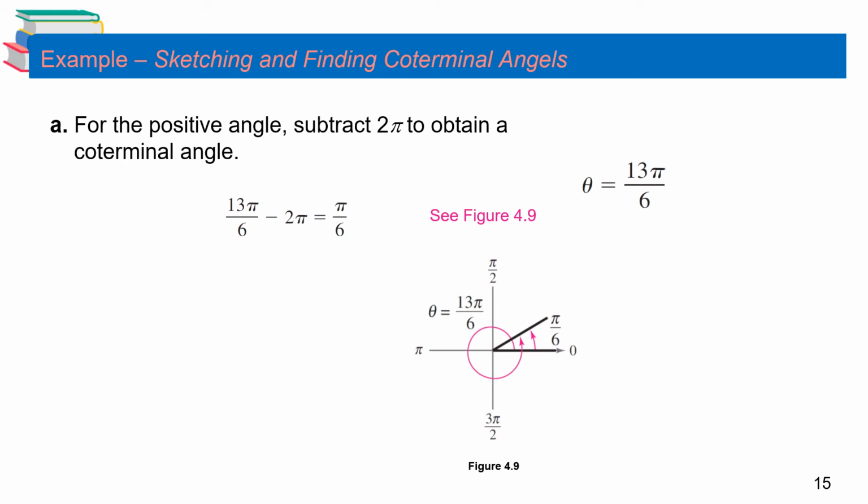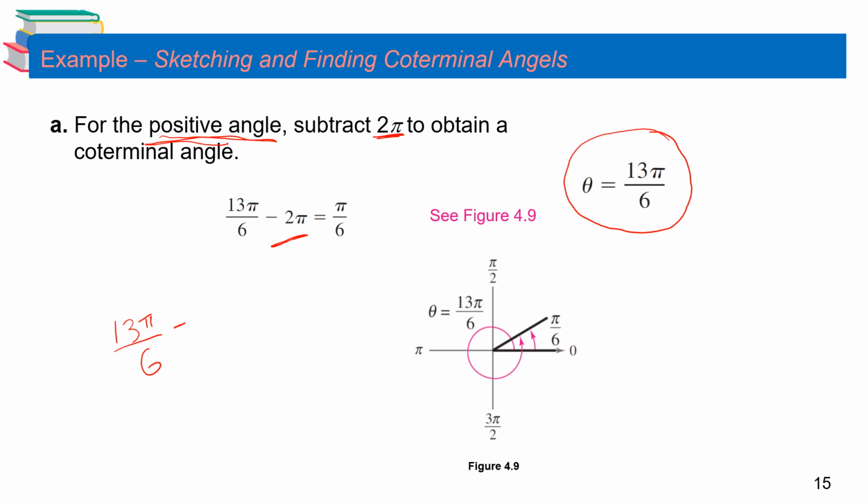Now here we talk about coterminal angles and how to sketch them. Whenever you have a positive angle, any positive angle, you have to subtract 2 pi from it. See, this is a positive angle. You have to subtract 2 pi from this. So when you subtract that, what is 13 pi by 6 minus 2 pi?